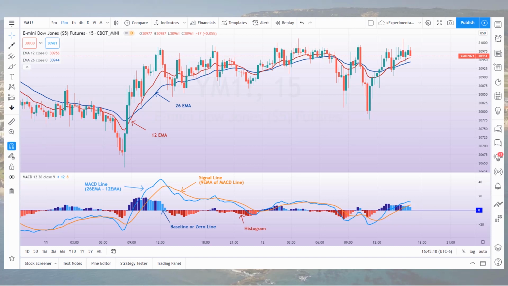You can see an example of a crossover right here when the MACD line moves above the signal line right here, and the histogram moves above the baseline and turns from red to blue. Now you can see the opposite right here where the MACD line moves below the signal line, and you can see the histogram moves below the baseline and goes from blue back to red.